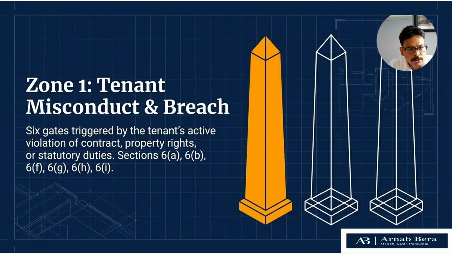If you consider tenant misconduct and breach, there are six grounds triggered by the tenant's active violation of contract, property rights, or statutory duties: section 6A, 6B, 6F, 6G, 6H, and 6I. These are the sections as per West Bengal Premises Tenancy Act, and we are going to discuss more details about these sections.